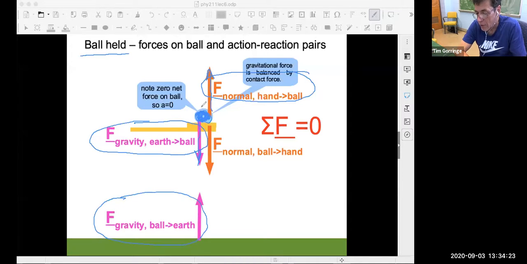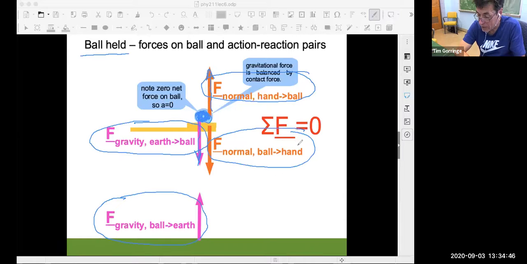Likewise, the partner, the action-reaction partner for my hand's force on the ball is the ball's force on the hand. So the ball exerts a contact force or a normal force on my hand. And so that's the action-reaction pair for my hand's force on the ball.